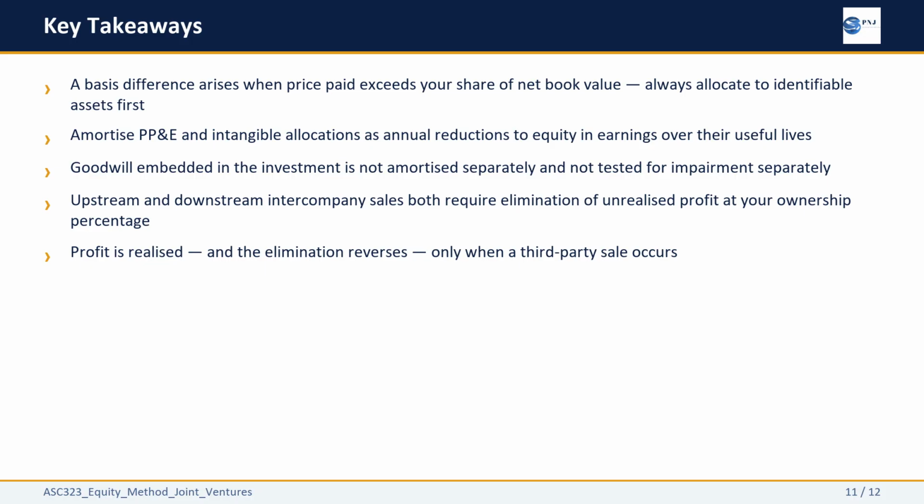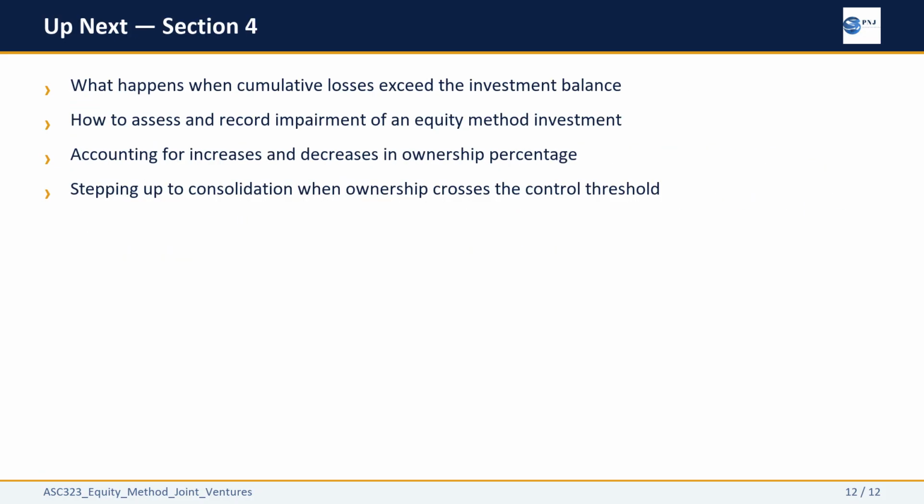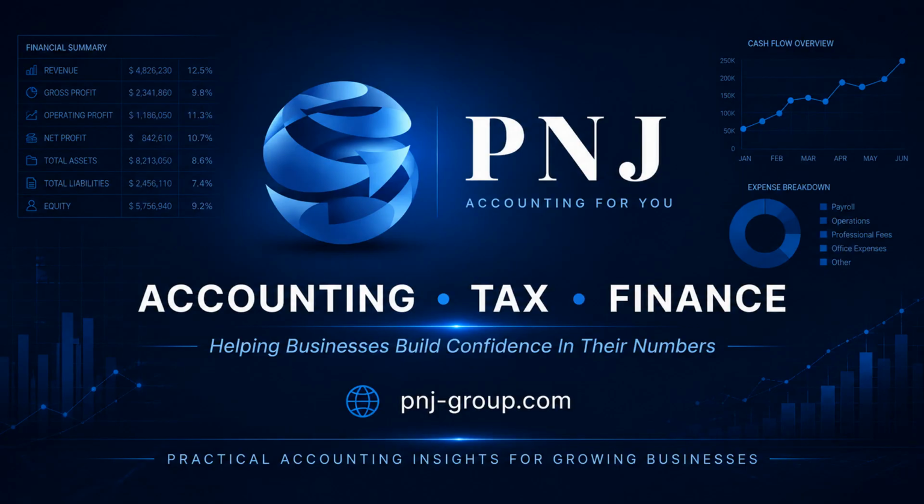Thank you for completing this section on basis differences and intercompany transactions. In the next section, we move into some of the most challenging equity method scenarios. What do you do when your investee keeps posting losses and your investment account approaches zero? How you assess and record an impairment, and how changes in ownership percentage alter the accounting model you apply. These are the situations where the equity method gets tested most rigorously, and knowing the rules will keep you on solid ground. Thank you for watching.